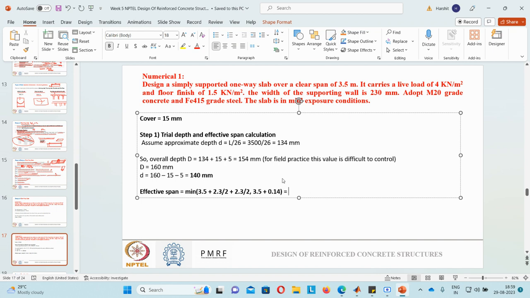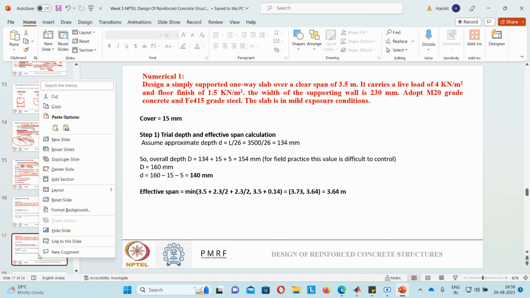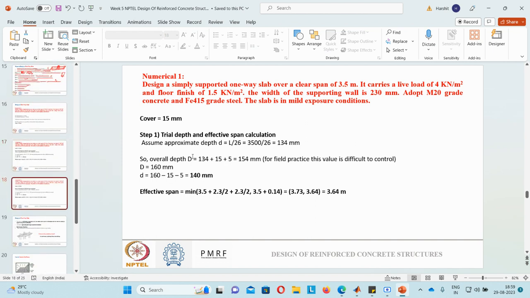So you will see these values will be 3.73 or 3.64. Now the minimum of this will be 3.64 meter. Okay, so my effective span will come out to be 3.64 meter. So this completes our first step.